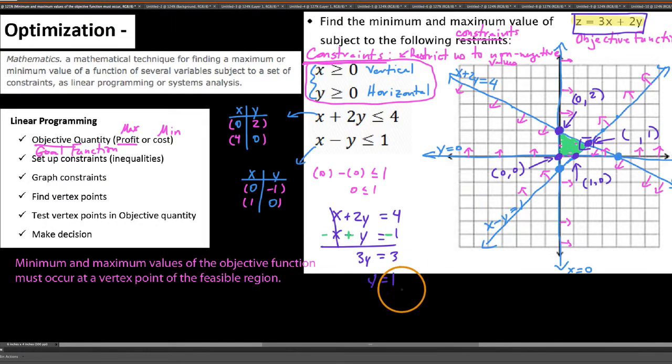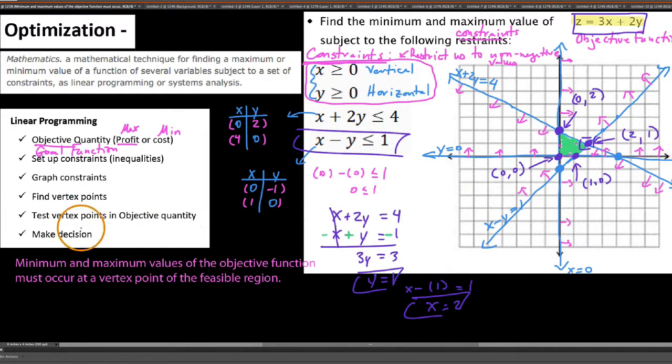And our x value, if our y value is 1, go plug that back into one of the original equations. We say x minus a y value of 1 is equal to 1 from this constraint right here. So we get x is equal to 2. And we can verify this visually. We say 2, 1.